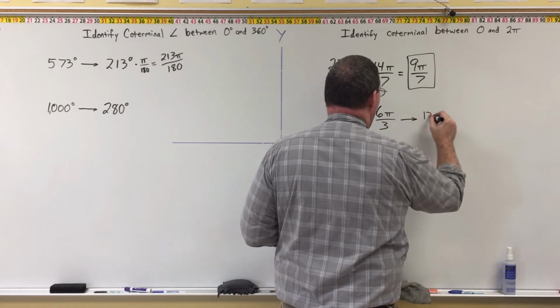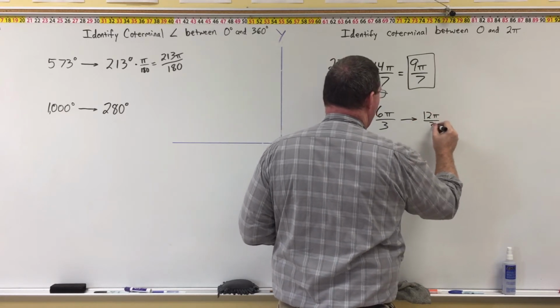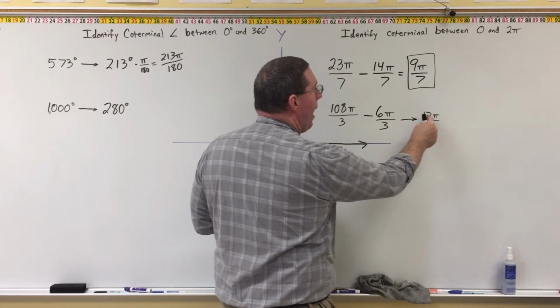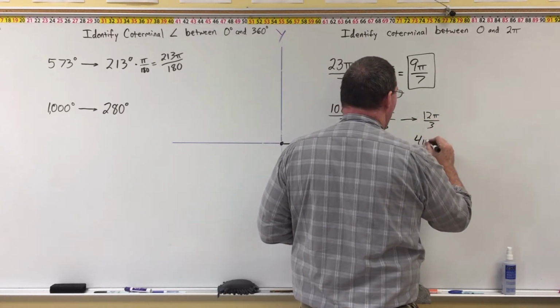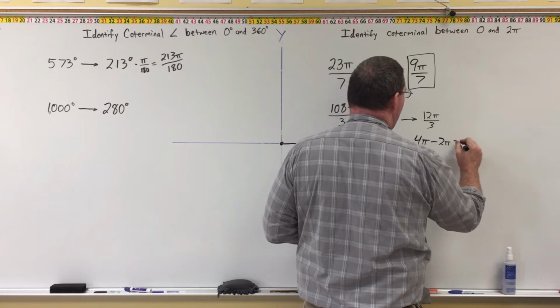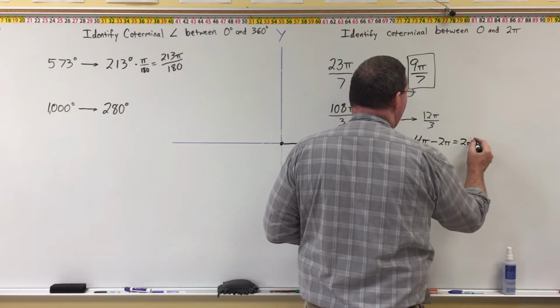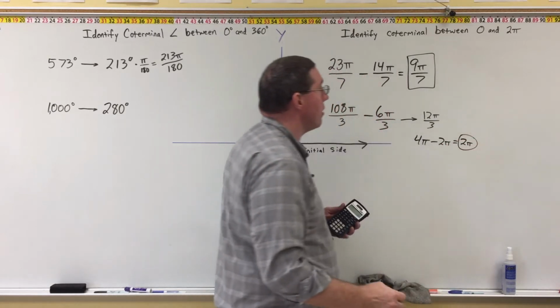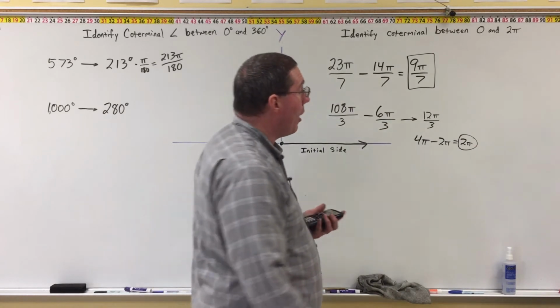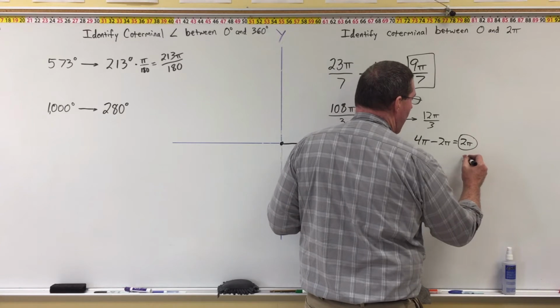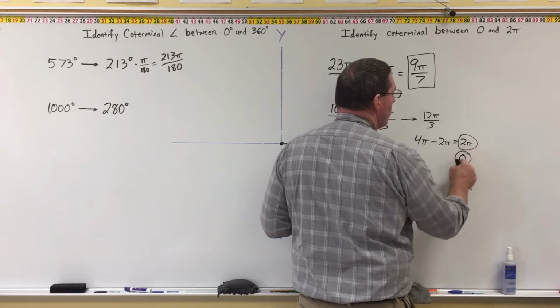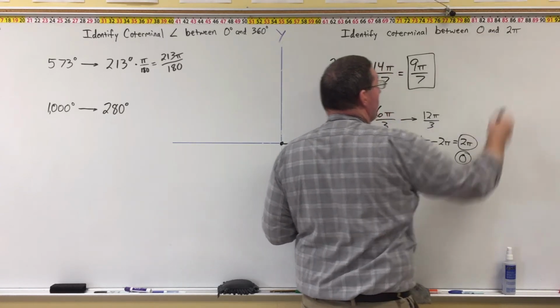Eventually it becomes 12 pi over 3, which is 4 pi, because 12 divided by 3 is 4, right? So this is 4 pi. If I did 4 pi minus 2 pi, that would give me 2 pi. And so that means that my answer is 2 pi. Now, I could also give an answer of 0, because if I subtract 2 pi from this again, I get 0, and both of these answers fit between 0 and 2 pi.